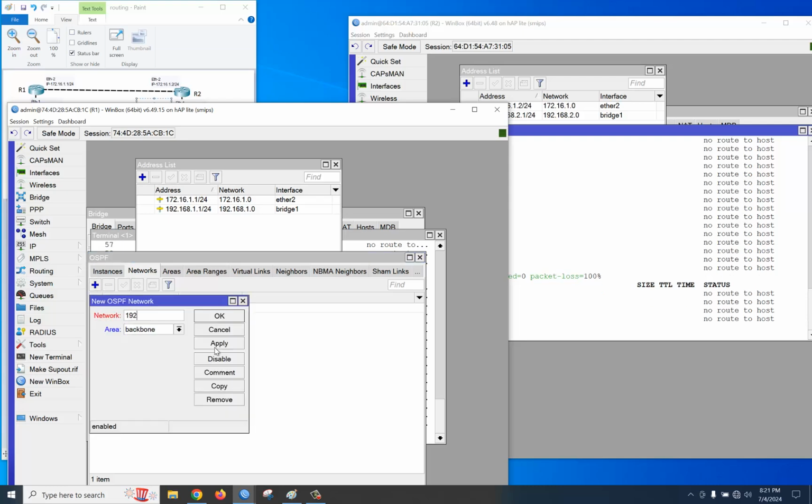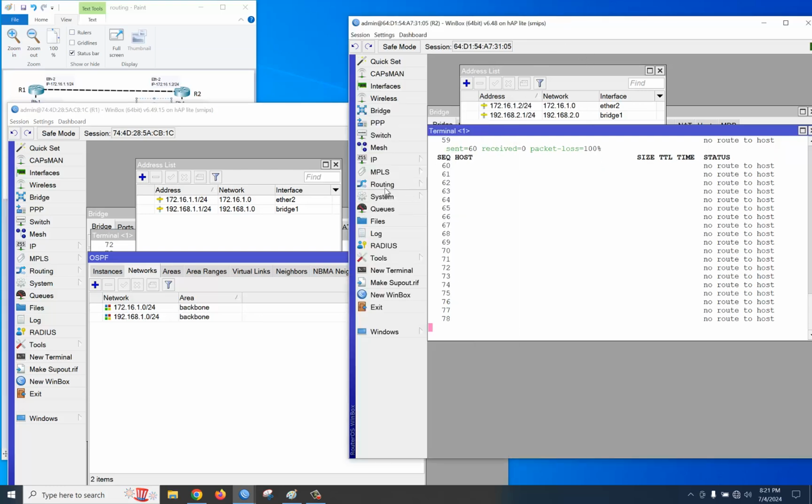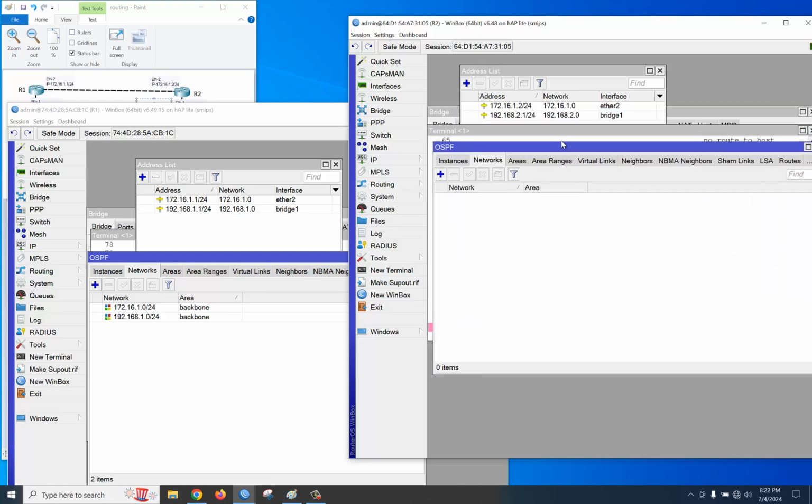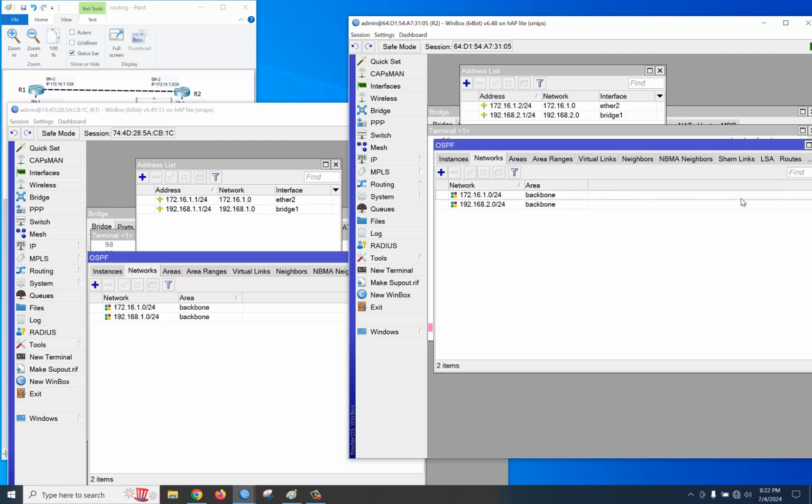Then again, 192.168.1.0/24. Very good. Let's do the same task on the R2 router. Routing, OSPF, the connected networks: 172.16.1.0/24 and the LAN block 192.168.2.0/24. Click Apply, then OK.